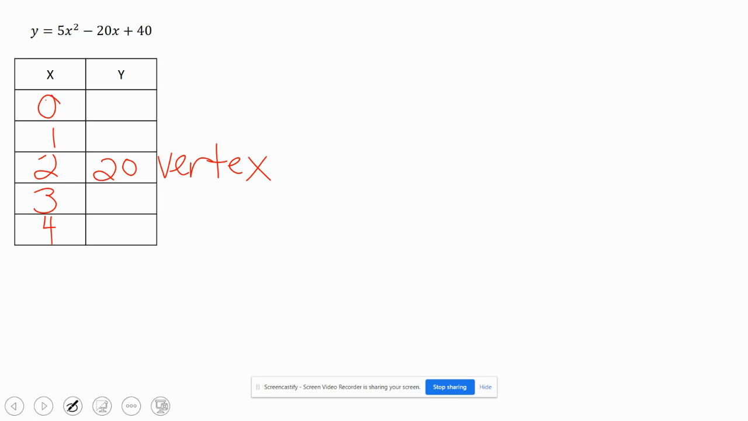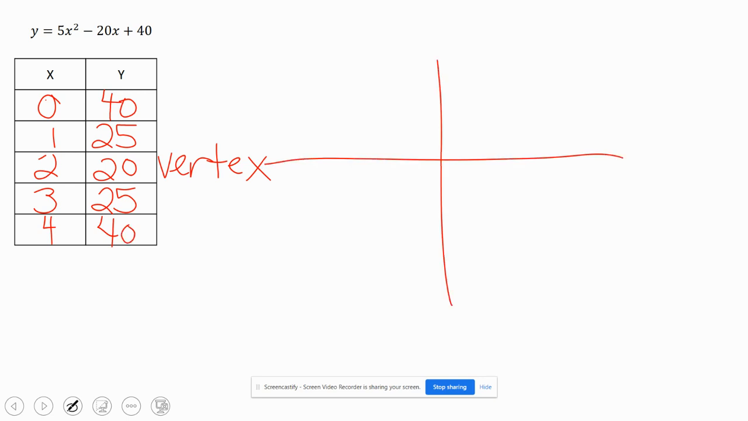Okay, so if I put that into the calculator, I go to y equals 5x squared minus 20x plus 40. Second graph on the TI calculator will get you there. When x is 0, y is 40. When x is 1, y is 25. My table confirms that when x is 2, y is 20, 3 is 25, and 4 is 40. Okay, which does fit with what we found earlier.